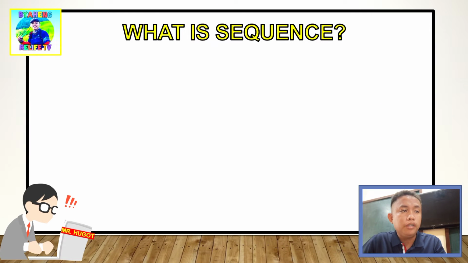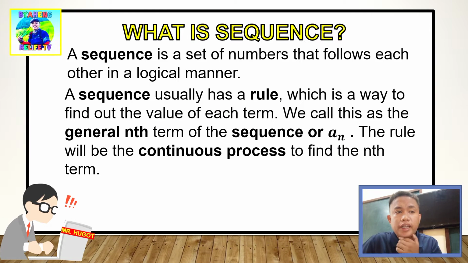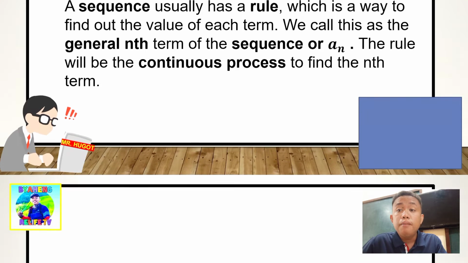So, basically, we're talking about sequence. So, what is a sequence? Ang sequence, guys, are a set of numbers followed by each other in a logical manner. Mag-aamal lang siya ng logical manner if and only if it follows a certain rule. At yung rule na yun ang magbibigay ng continuous process doon sa ating sequence. Now, a sub n ang tawag sa general term ng ating sequence. At ngayon, bibigyan pa natin kung paano ba nagkakaroon ng tinatawag nating mga sequence.